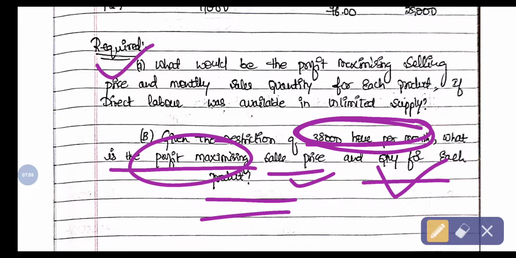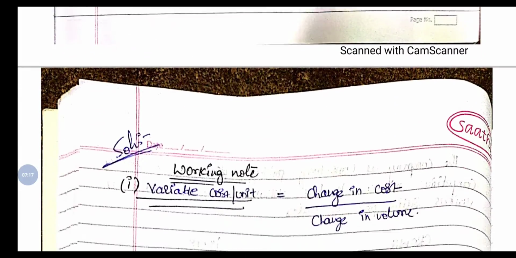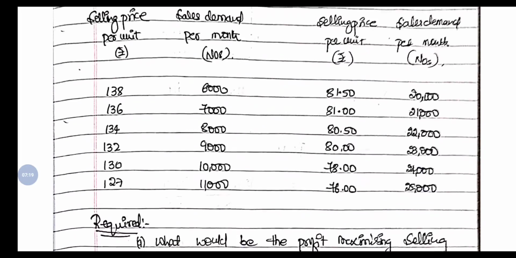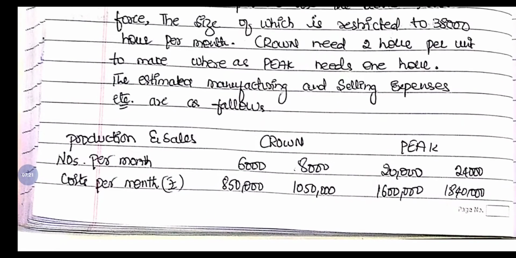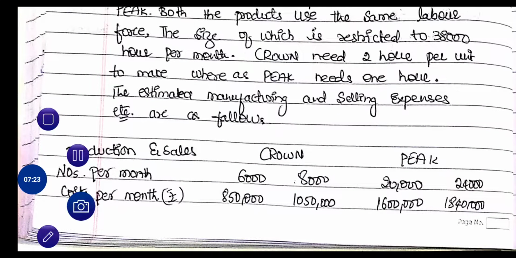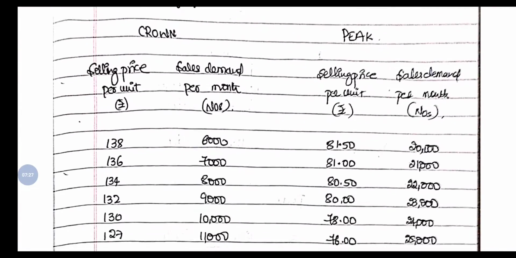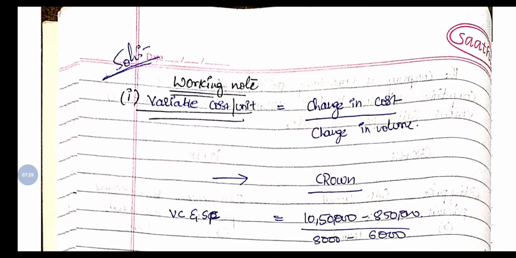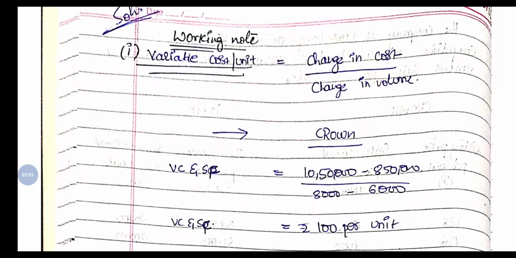So in this we have to prepare two situations: two selling prices, two sales quantities, and two profits we have to give. So let's solve this problem. First of all, we have to calculate the cost, right? In the previous problem also we first calculated the cost. So the first working note is, we have to calculate the variable cost.